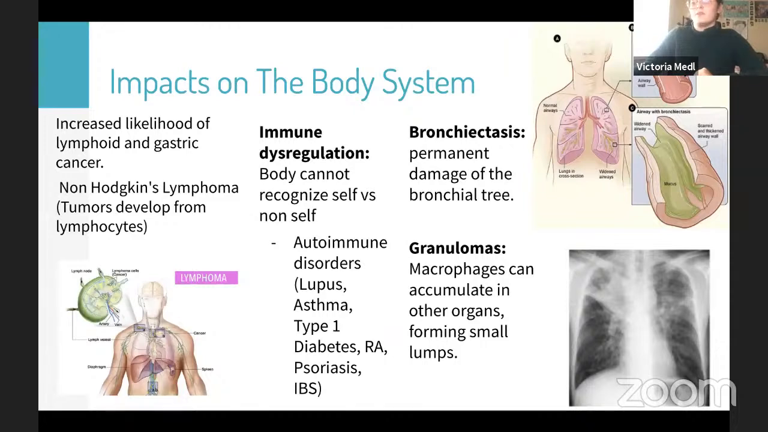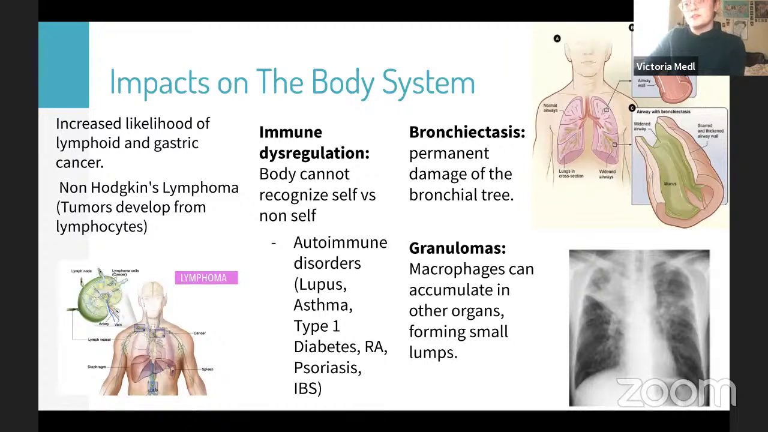Then we also have bronchiectasis, which is permanent damage of the bronchial tree from scarring. Usually patients with this have chronic pneumonia or bronchitis, and the airways kind of narrow. So they have a lot of lung difficulties and trouble breathing.